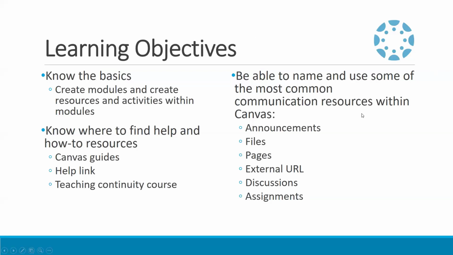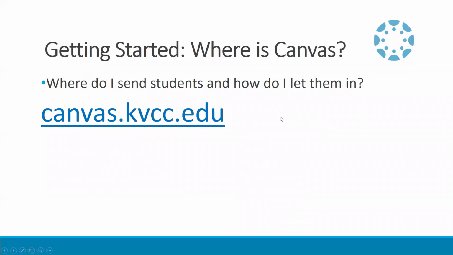We're going to be able to name and use some of the most common communication resources within Canvas: announcements, files, pages, URLs, which are links, discussions, and assignments. We're not going to be focusing too heavily on the pedagogy of using these things, mainly just how can I use Canvas quickly and simply to get word out to my students, and how can I organize that? And we're also going to cover how to find help and how-to resources, again, for both you and your students.